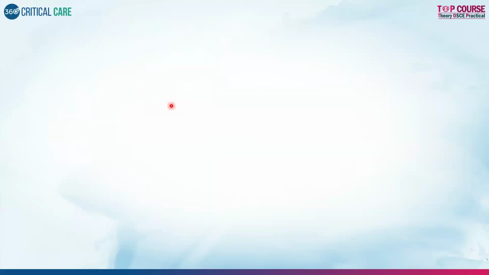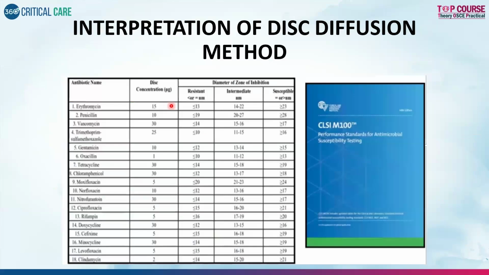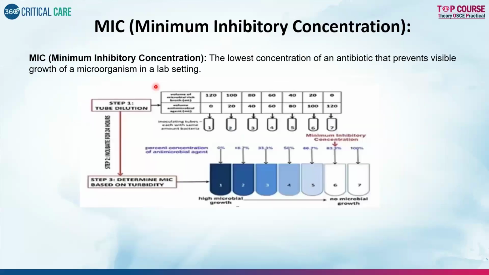So how do we come to that resistant, intermediate, susceptible? Usually this would be given by the CLSI or the EUCAST guidelines. It will tell us what the zone of inhibition is, and that would be measured by the calipers that I showed you earlier. Based on that zone of inhibition, it would be categorized as resistant, intermediate, or susceptible. If it falls under one of these categories, then the antibiotic would be labeled accordingly. Okay, so coming to MIC.